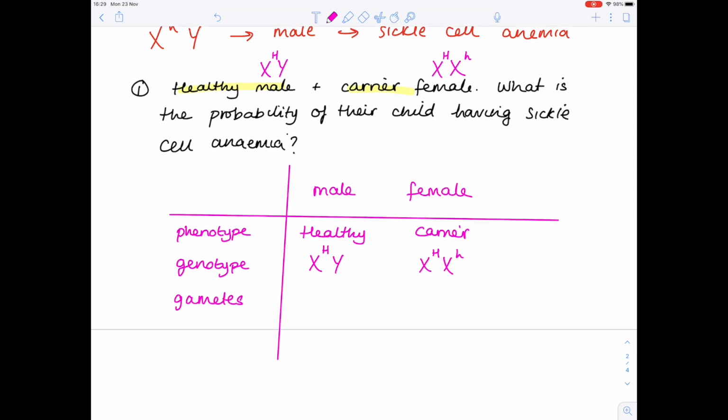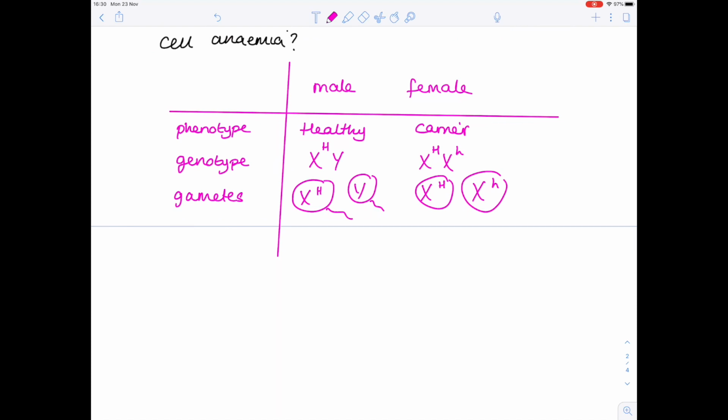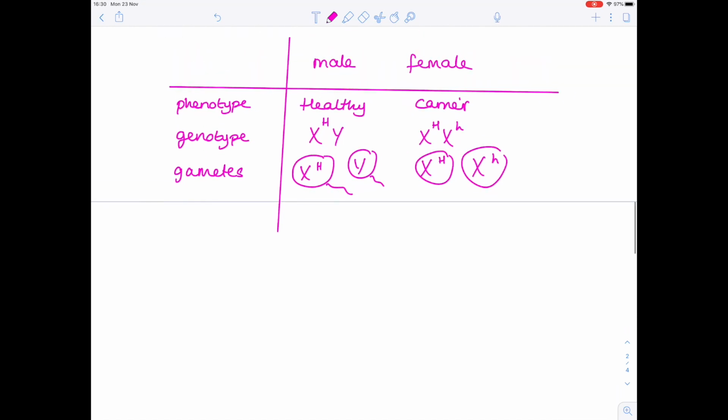Next up, the gametes. Remember, those are the sex cells, so some of those sperm will have the XH, they'll be female and they'll be healthy sperm, and some will have that Y chromosome, which means that they'll be male sperm. The female, some of her eggs will be healthy and some will carry that gene for anemia. And if you don't like what I'm doing here, you must watch my other videos on Punnett squares, because this is assuming that you're okay with GCSE level Punnett square theory. So we're ready to do our Punnett square now.